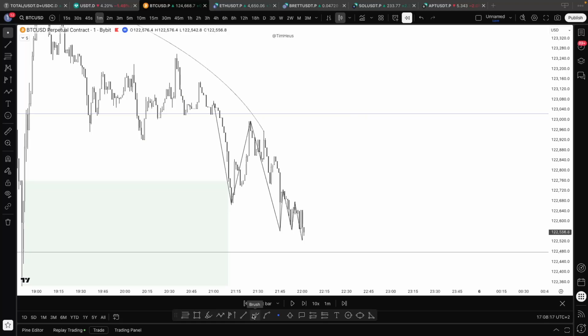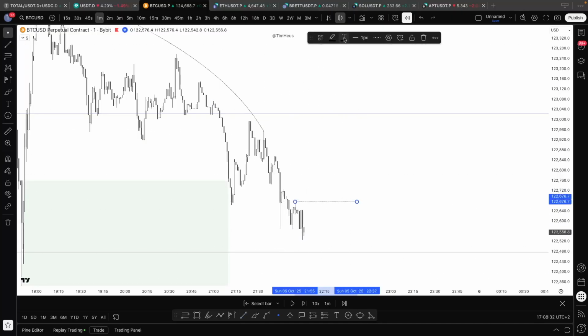So right now, the only thing you need to do is break this structure. This is going to be your structure break. This is going to be your entry. Like, it's not going to be easier than that. Like, you have structure, you break structure, and you enter the trade. That's how Wyckoff works. That's how this works.